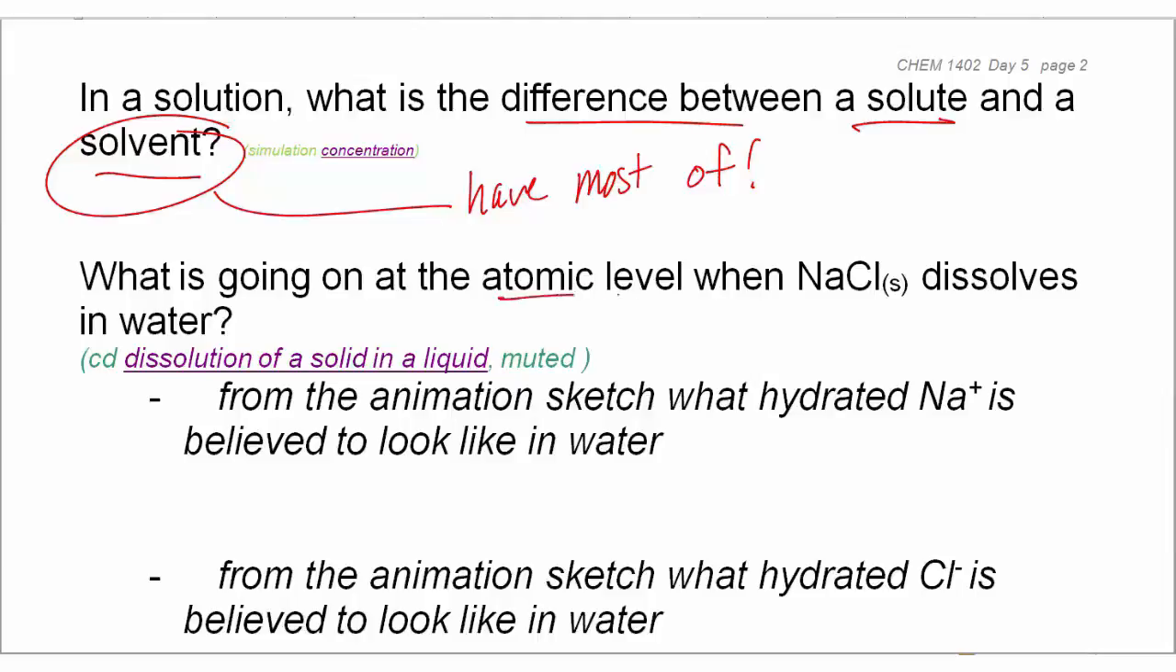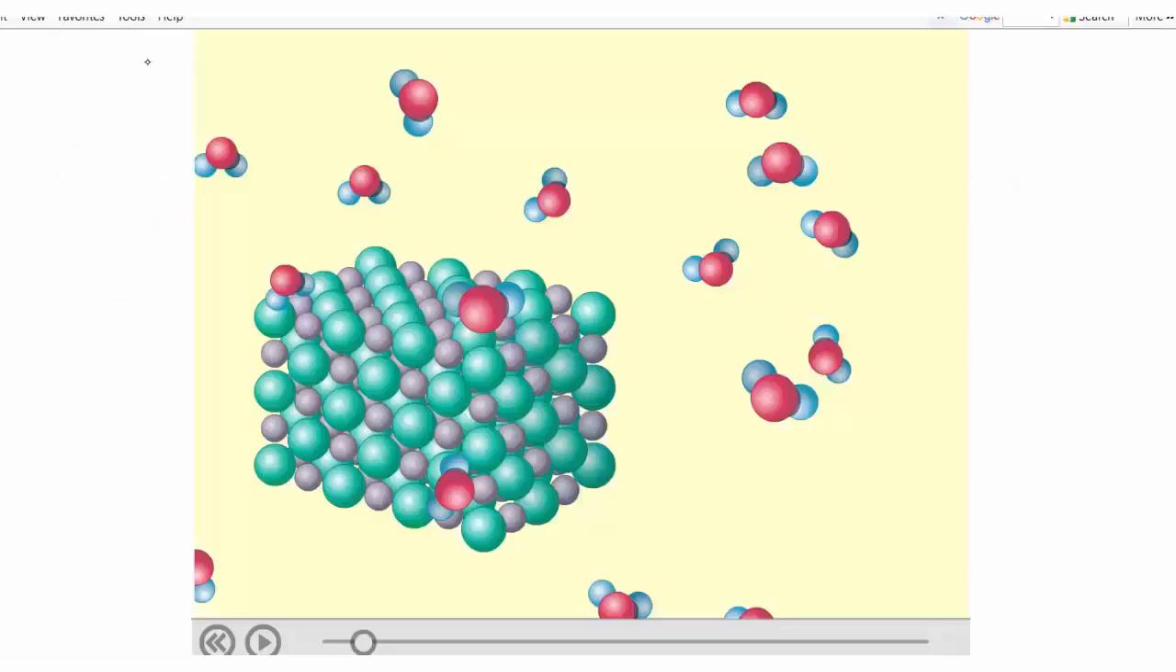What is going on at the atomic level when sodium chloride dissolves in water? Remember, sodium has a plus charge. Chloride anions have a negative charge. That's what holds it together, right? These ionic bonds. Well, we dissolve salt in water, right? It dissolves. What's going on there?